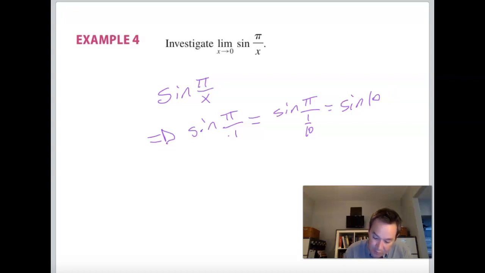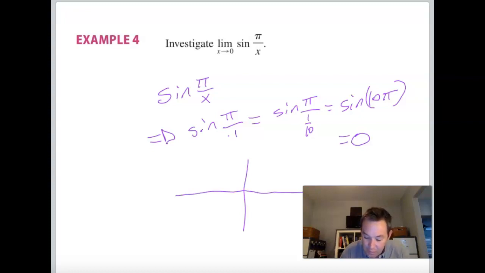Any even number multiple of pi inside sine comes out to 0, because any even multiple of pi is a coterminal angle with 0, 2 pi, 4 pi, 6 pi, 8 pi, 10 pi on the unit circle, and so on. So any value there, sine of that angle is going to be 0.